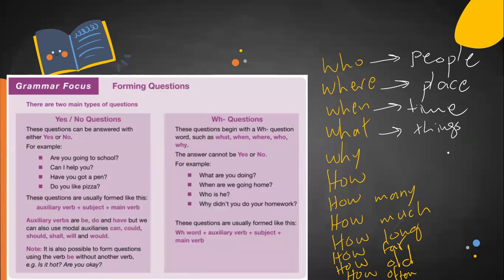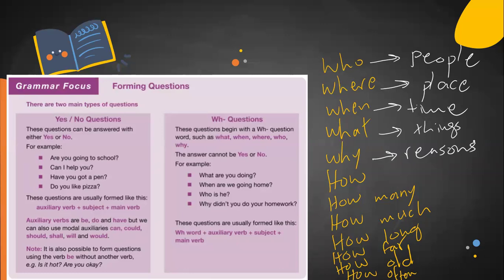Like, what is this? It's a pen. What is that? It's a book. Why is used to ask about or to ask for reasons. Like, why are you late? Because of the traffic jam.